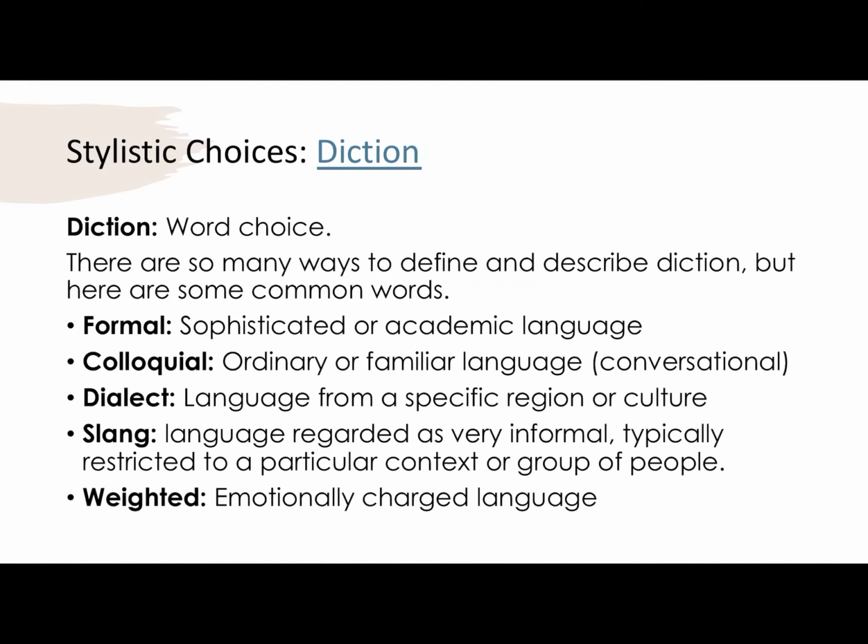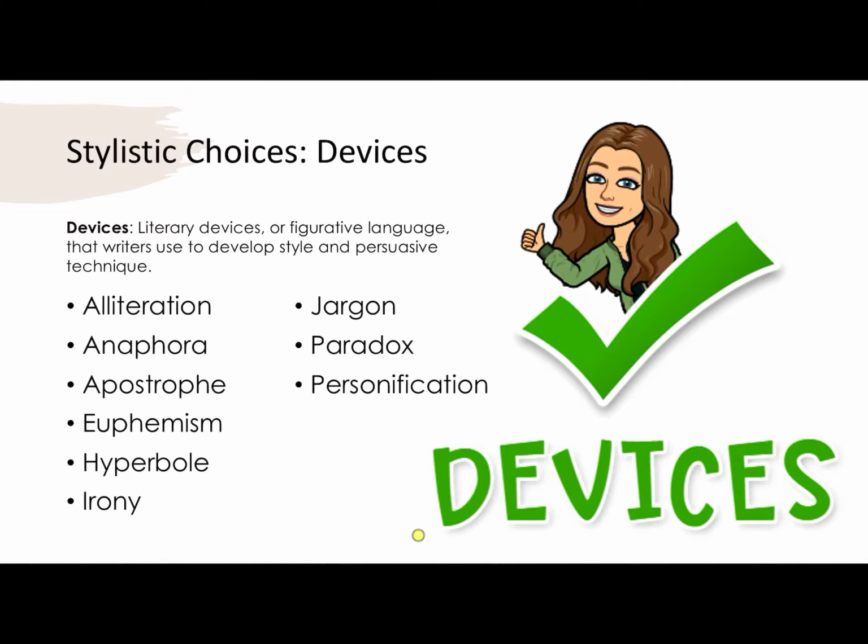Next is slang. You're familiar with that. That is very informal language, typically restricted to a particular context or group of people. So like generational slang, Gen Z slang is different than my millennial slang. And then the last one is weighted diction. So that's talking about any really emotionally charged language that a text uses. That's the type of language that's intentionally trying to make you feel sad, mad, angry, whatever it is. But it's intentional word choice to evoke one of those strong emotions.